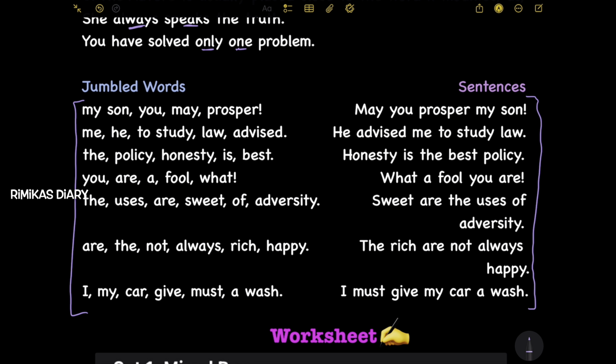The uses are sweet of adversity. Sweet are the uses of adversity. Are the not always rich happy? The rich are not always happy. I my car give must a wash. I must give my car a wash.